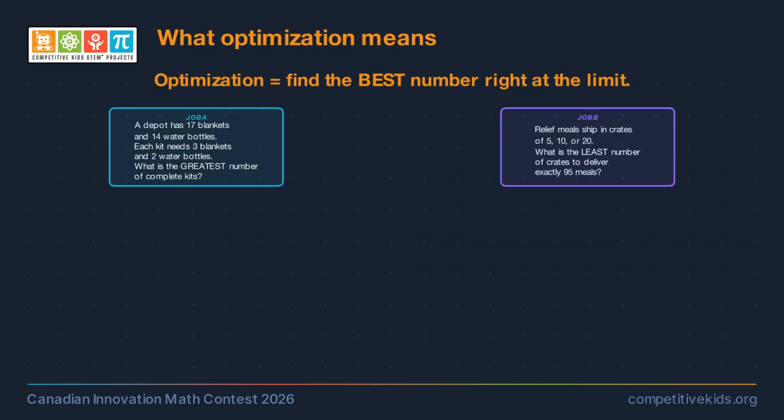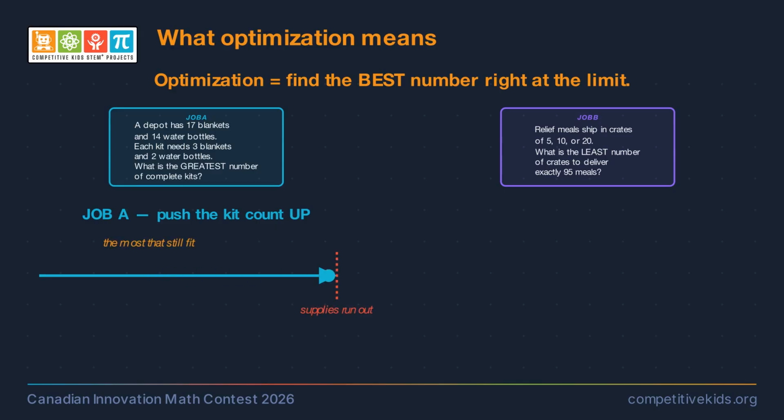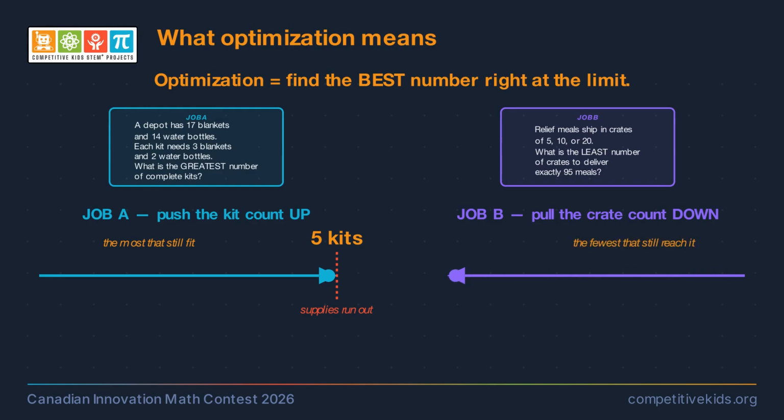So what does optimization actually mean? Take job A. You want as many kits as you can pack, so push the kit count up. Keep going until the supplies run out. They stop you. The best you can do is 5 kits, right at that wall. Now job B. You want as few crates as you can send, so pull the crate count down. Keep going until you would miss the 95 meals. That stops you. The best you can do is 6 crates.